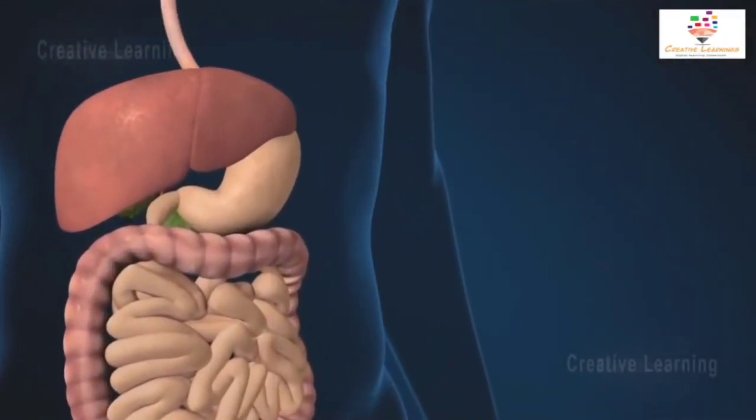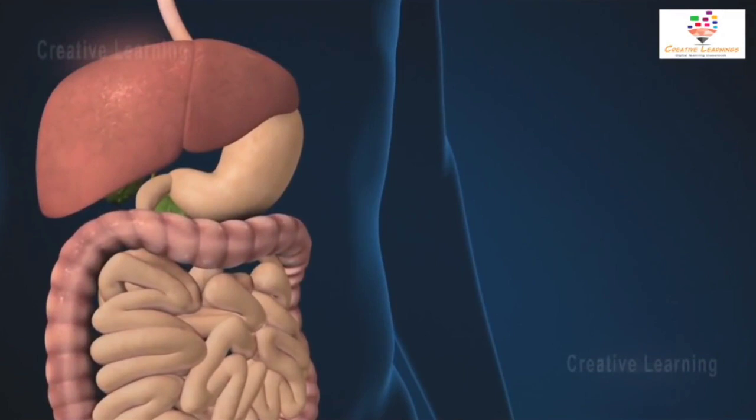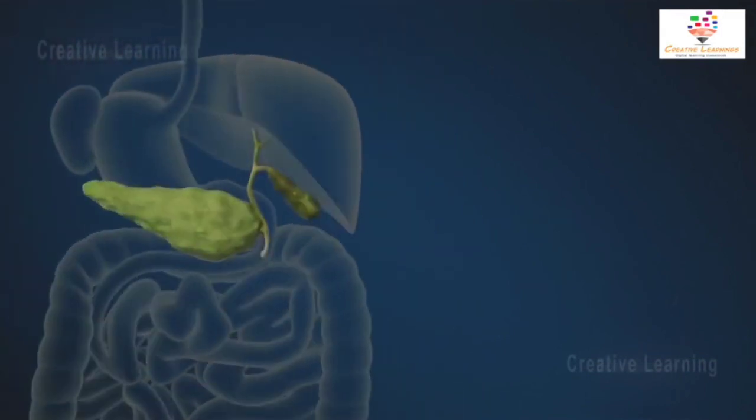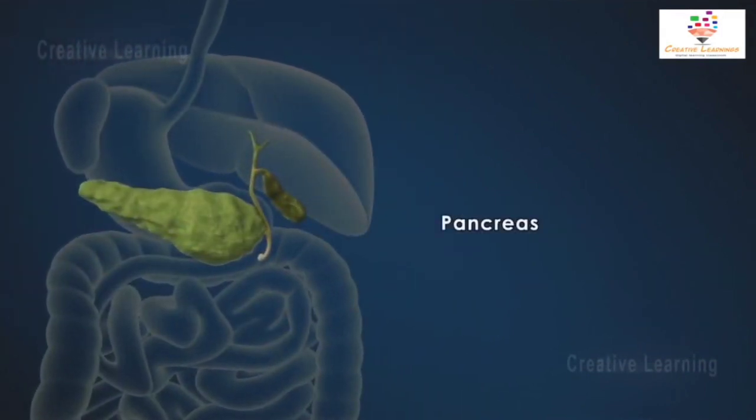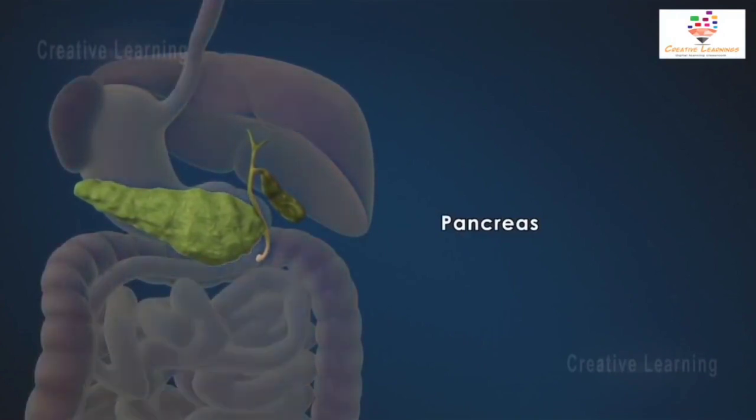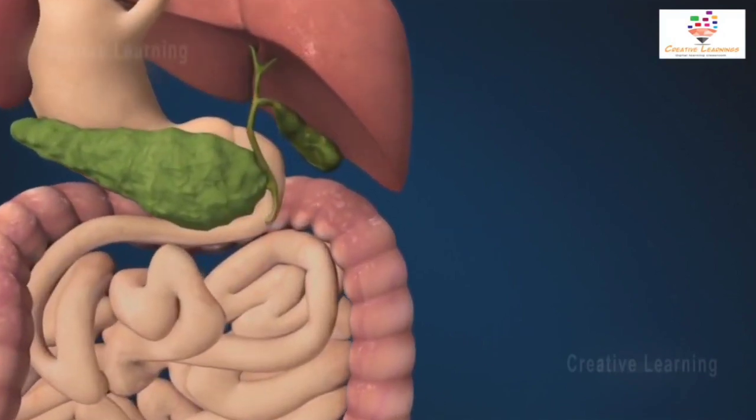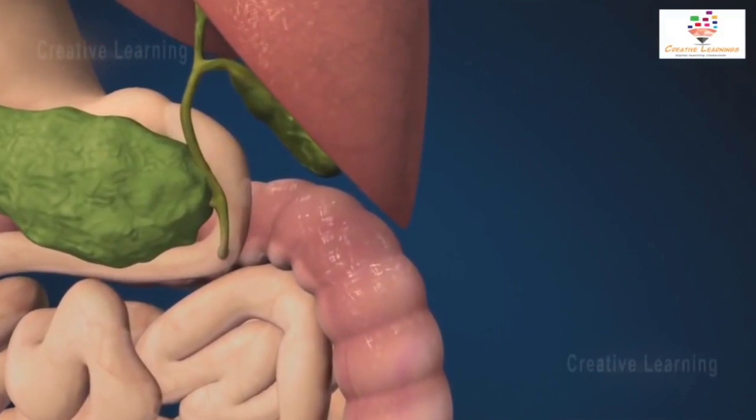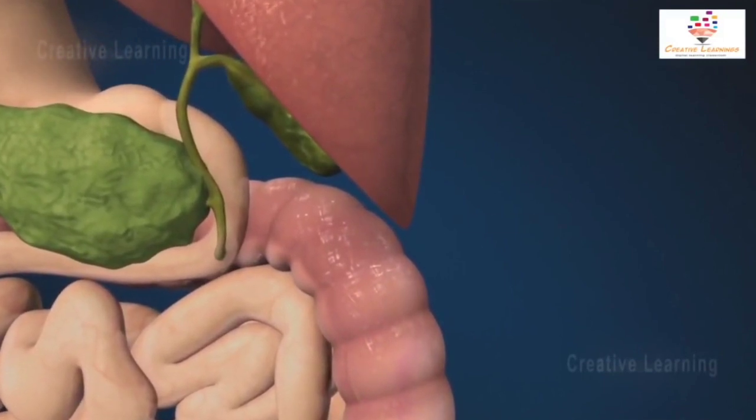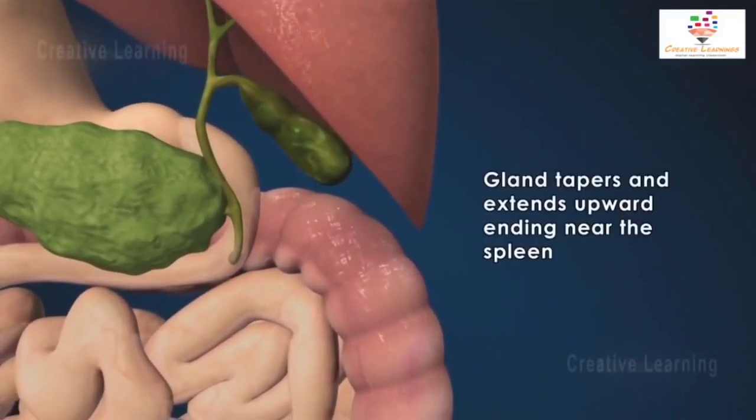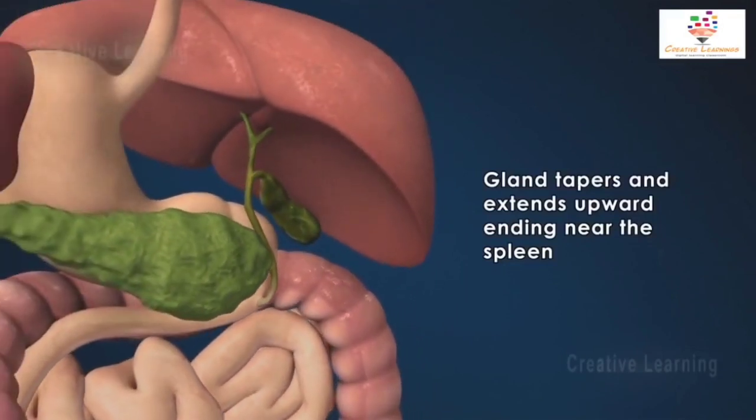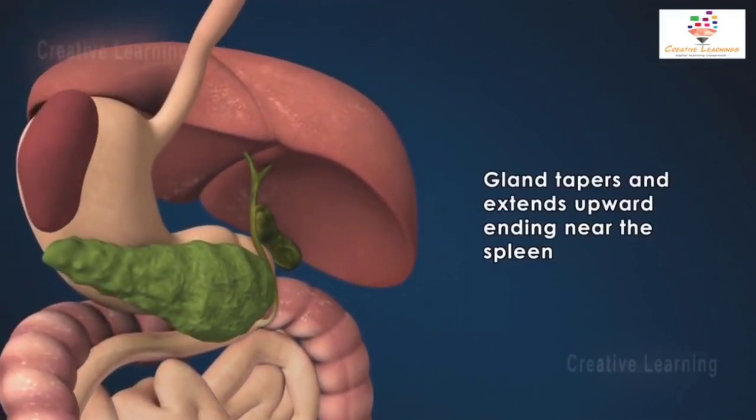The human pancreas is a pear-shaped gland, which is located in the back of the upper abdomen, somewhat behind and below the stomach. The head of the gland is the widest part and lies in the curve of the duodenum. The gland tapers and extends upward, ending near the spleen.